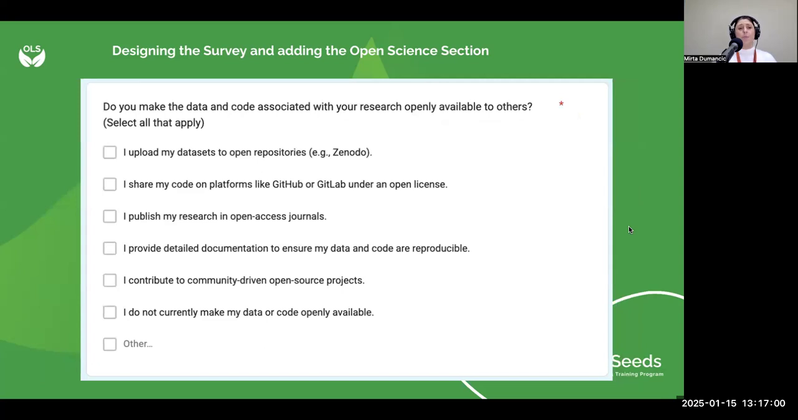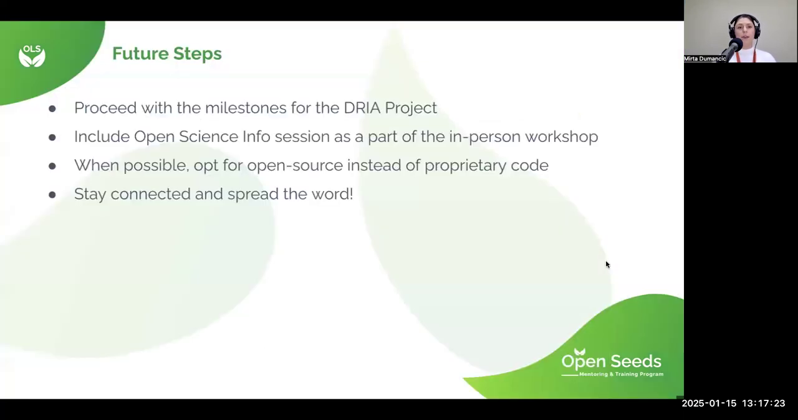And so practically, we also ask them if they make their data or code openly available and which platform do they use, whether GitHub or GitLab, Zenodo. And so it would be very valuable to see the responses to this survey and what the students' attitude and practices are when dealing with open science. So for the future steps, we will proceed with the milestones for the main DRIA project and include hopefully an open science info session as a part of the in-person workshop to educate and advocate for open science practices.